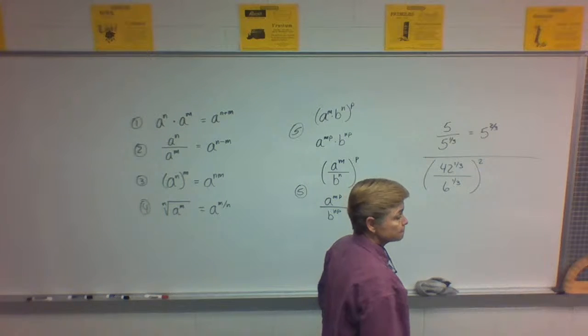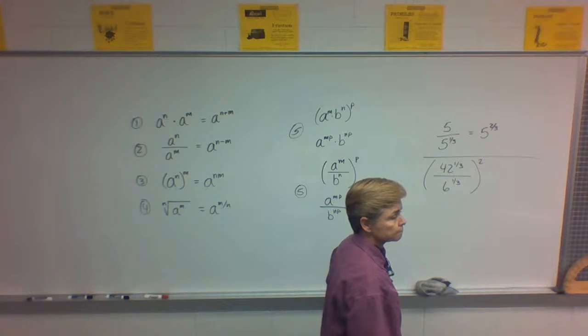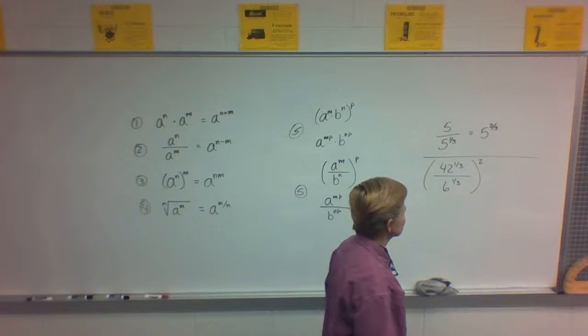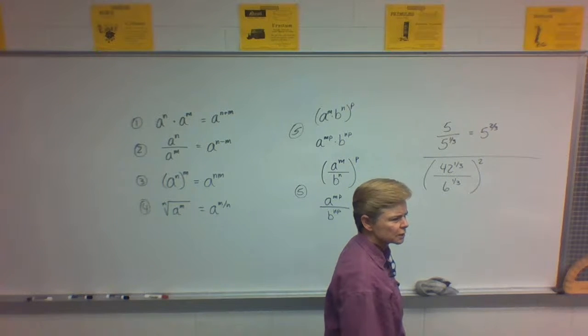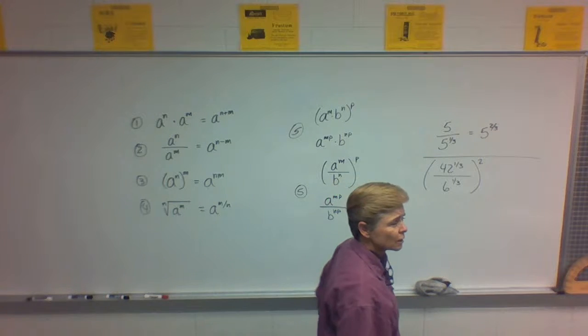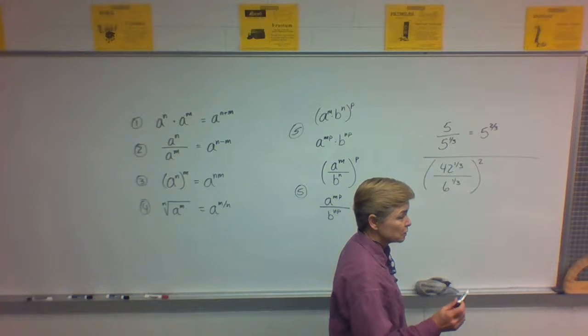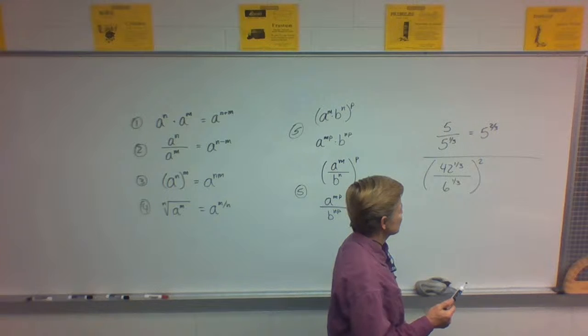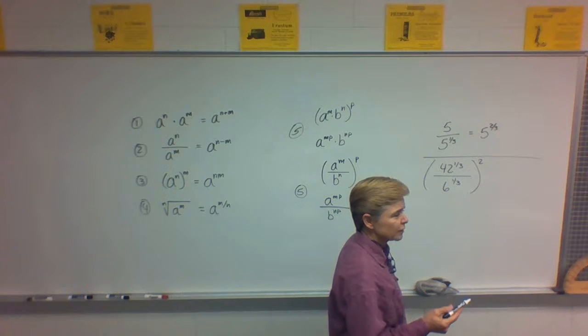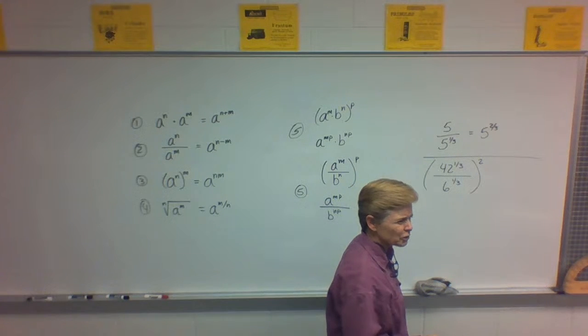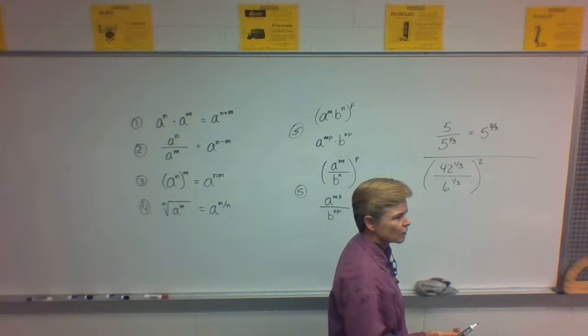What do you want to do with this one? Do you notice anything kind of tickling at your brain a little bit about that 42 and 6? They're not the same base, so you can't apply that rule to it. Does 6 and 42 have anything that we could... 7, actually. Can you divide the 6 out of the 42, leaving a 7? Can you just do that because they've got exponents on it?